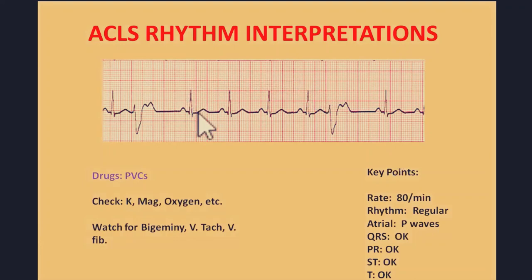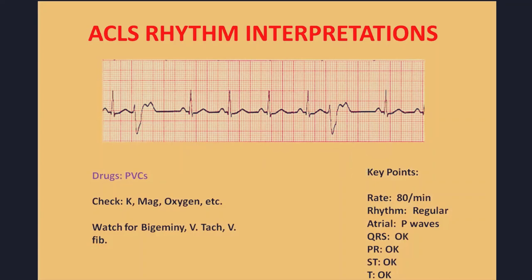Here we have a sinus rhythm because there's a preceding P wave with each QRS complex, narrow QRS complex, and the ST-T segments are normal. The rate is approximately 80 per minute. And here we see some wide QRS complexes. This is an example of a premature ventricular beat.